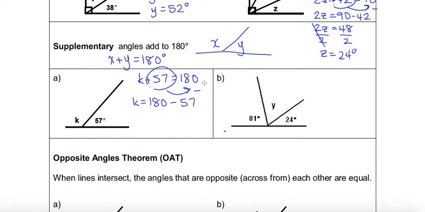And using the tools available to me, such as a calculator, I can solve that k is equal to 123 degrees.